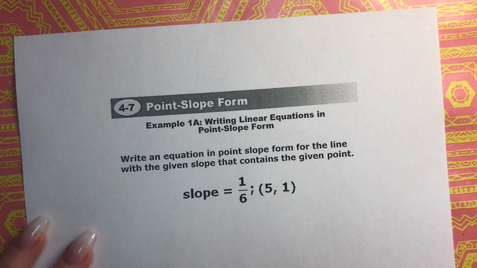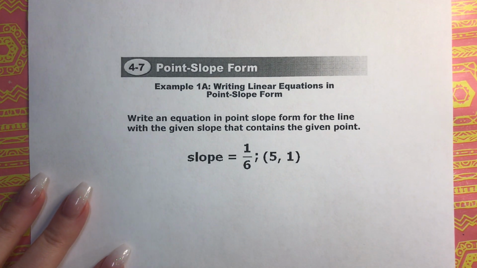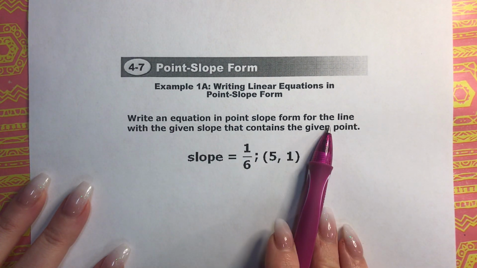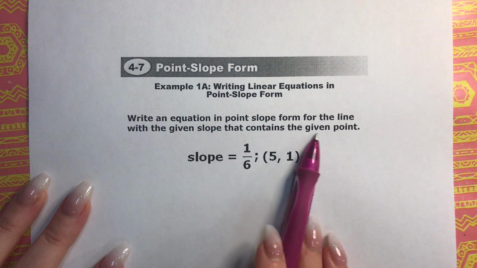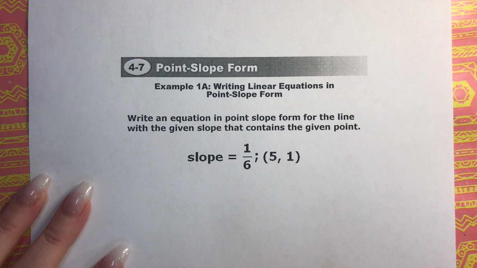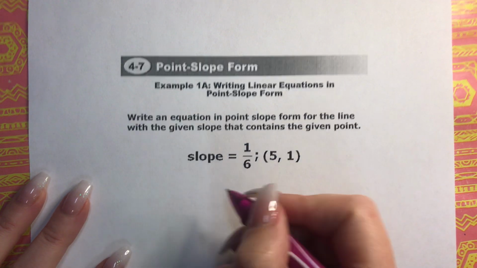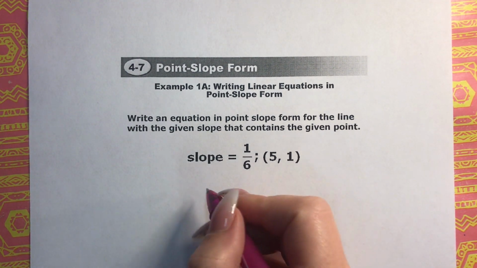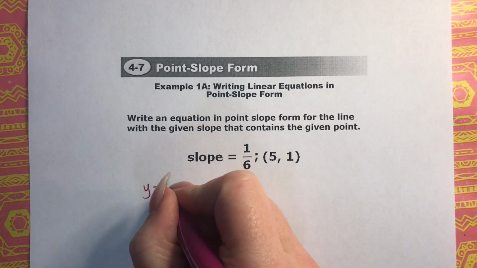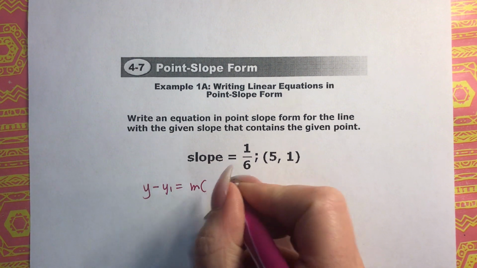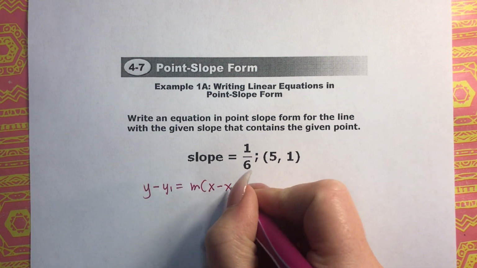Okay, let's go ahead and look at example 1. So example 1 says to write an equation in point-slope form for the line with the given slope that contains the given point. Perfect. So we have a slope, we have a point. We can put it into point-slope form. So first we got to write down what point-slope form is. Y minus y1 equals m multiplied by the quantity x minus x1.